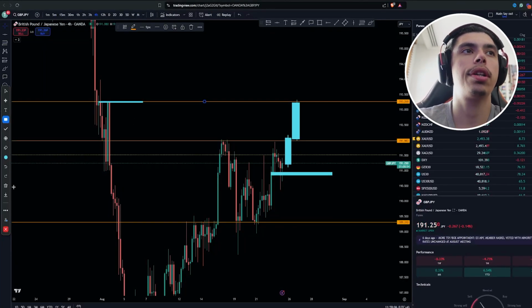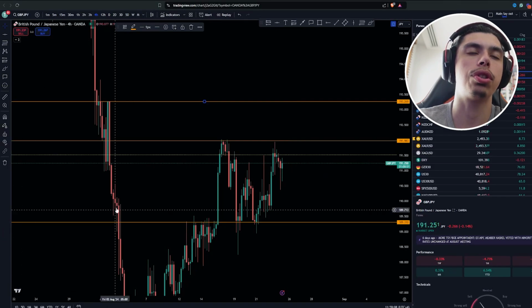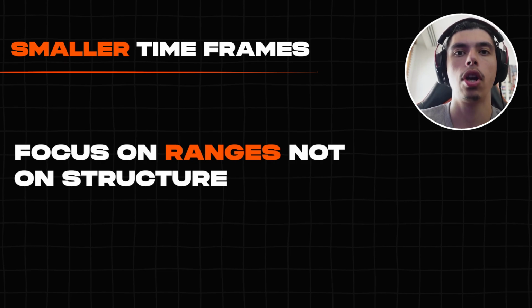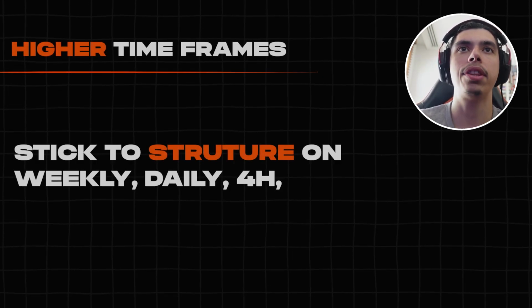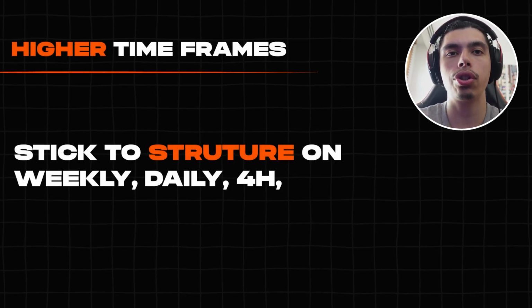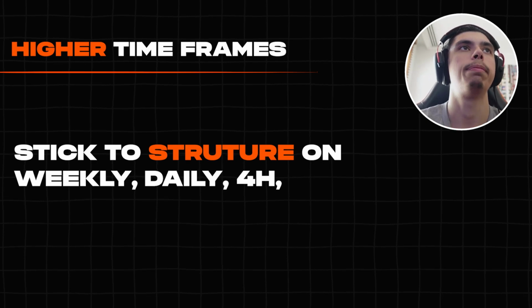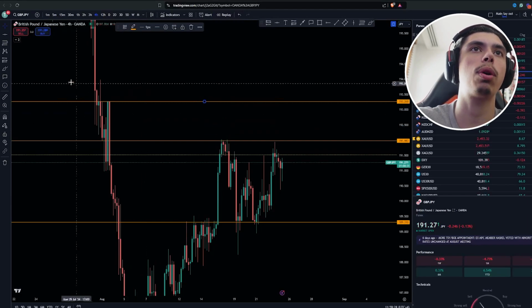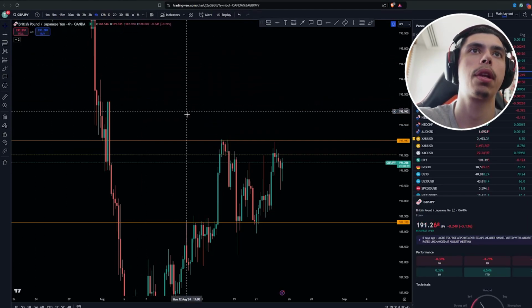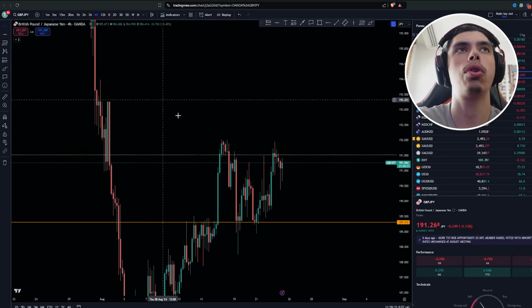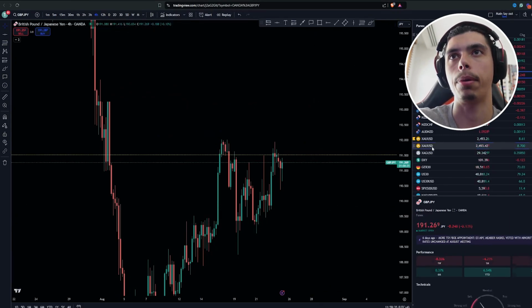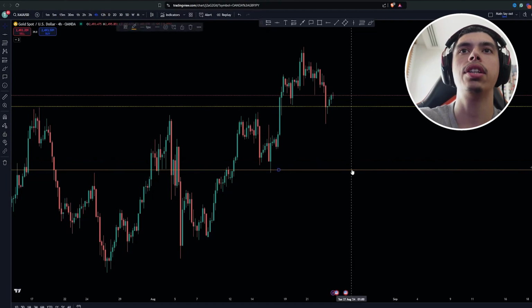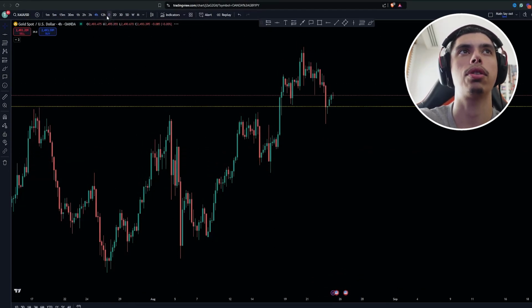Now, what's very important to understand is how you're going to navigate using structure. On lower time frames, don't focus on structure, focus on ranges. On higher time frames, stick to focusing on structure on 4-hour, daily, weekly, right? 1 hour you can also look, but that's all you need. So if we were to look at what price is doing on those time frames, we can go on something like, let's say gold here, for example, right? We can switch to gold and see what price is doing on those time frames.